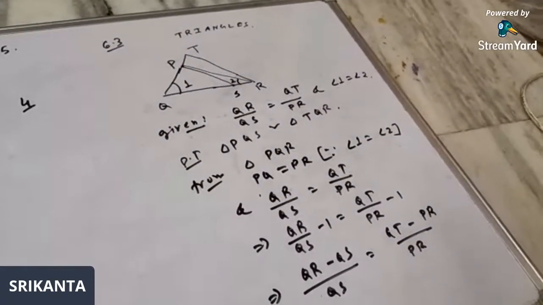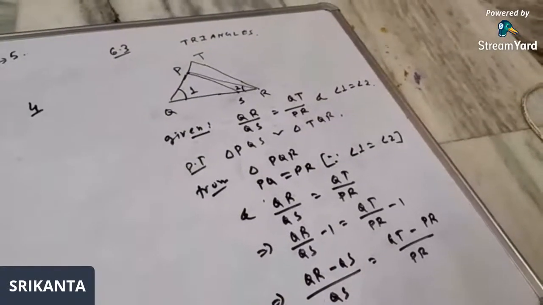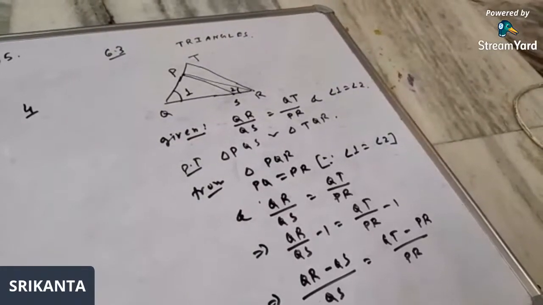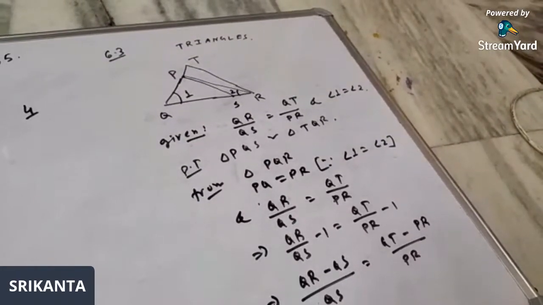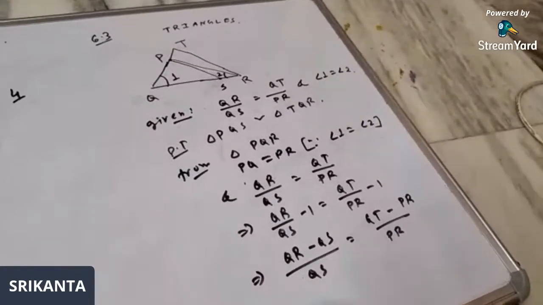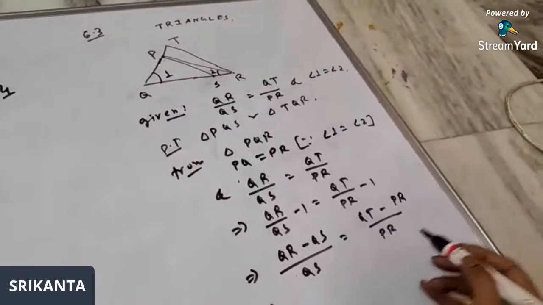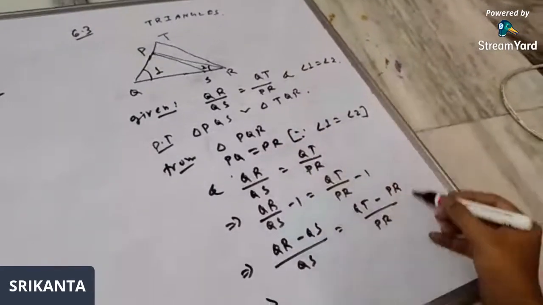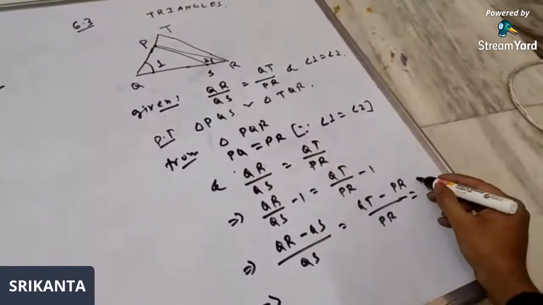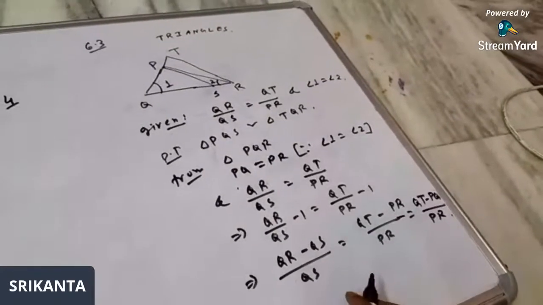Will become SR. So that's our objective, to find the relationship between triangle PQS and triangle TQR. Okay? So QR minus QS is equal to QT minus PR. But as you can see, PR is equal to PQ. So in place of PR, we can write PQ. So QT minus PQ. Clear?